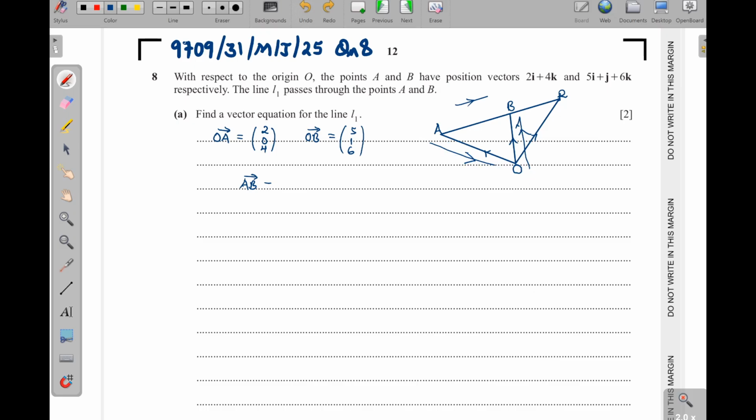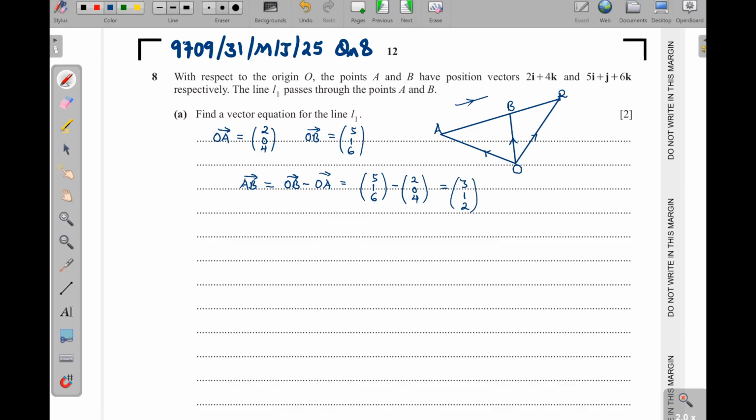So what you do, without wasting time, you get the last minus the first. So AB is equal to, the last is B, the first is A, so I will say OB minus OA. So my OB is 516, then subtract OA, 204. Now 5 minus 2 will give us a 3, then a 1 in the middle, and then a 2 there.